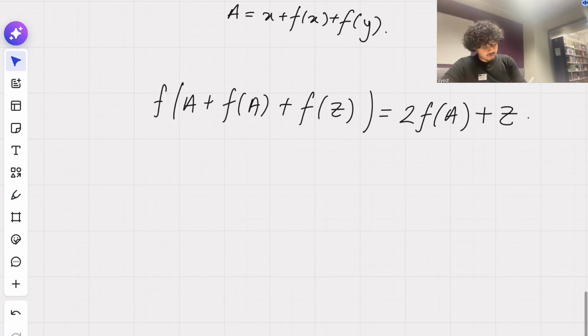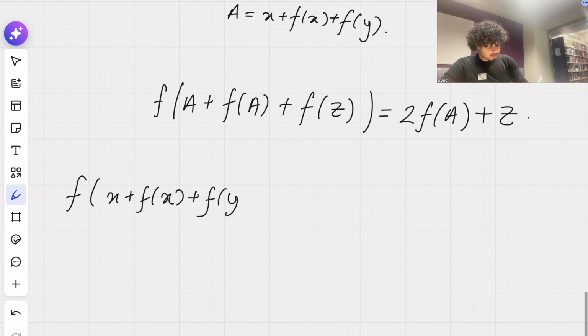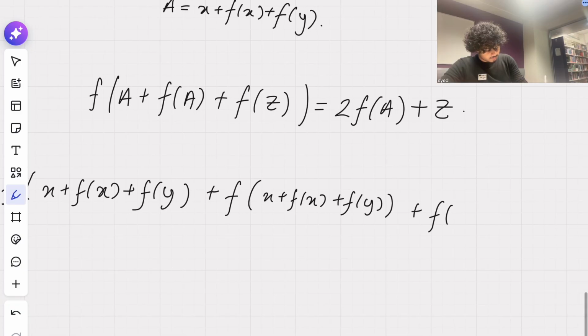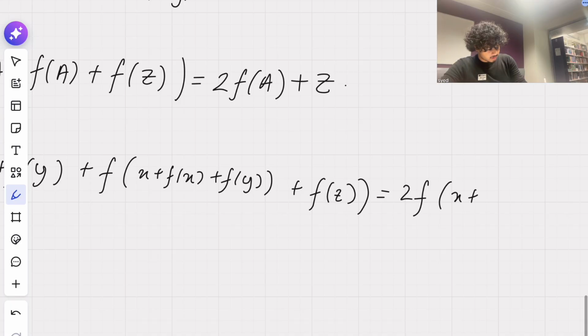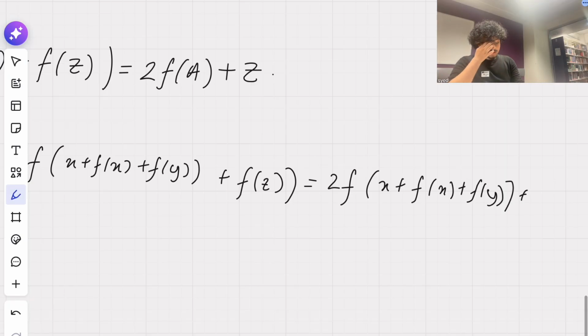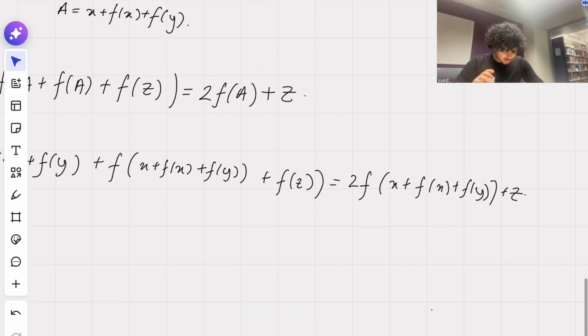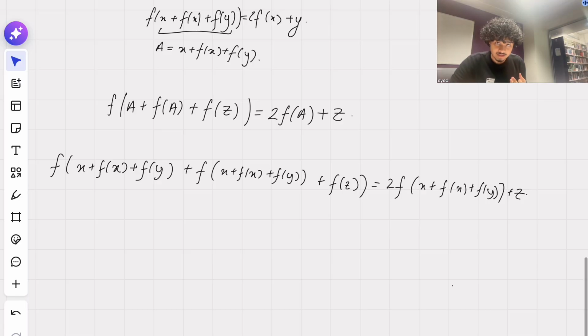So we have f of x plus f of x plus f of y, plus f of x plus f of x plus f of y, plus f of z is equal to 2 times f of x plus f of x plus f of y plus z. Now that's a very long equation, but it actually works out quite nicely because it's referring to itself twice, and we can simplify this down quite nicely as well.